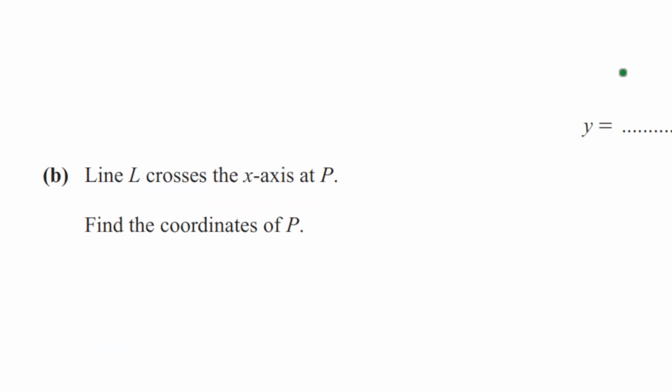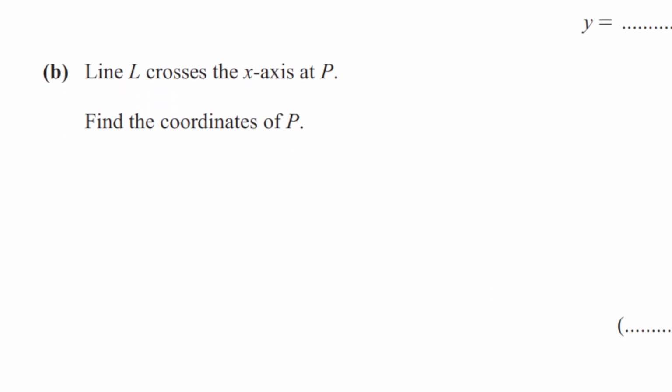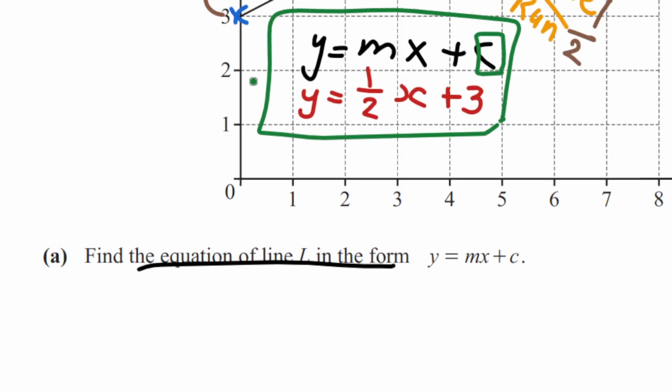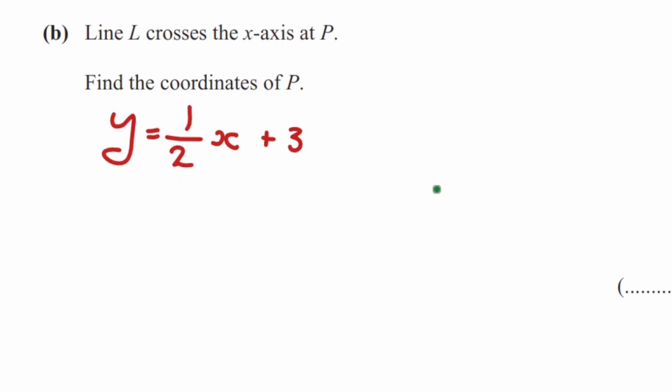The second part says, line L crosses the x-axis at P. Find the coordinates of P. To find the coordinates, you need first to write the equation which we just did. So it's y equals half x plus 3. When the line crosses the x-axis, y is 0. So this is very important. Always when the line crosses the x-axis, the value of y is 0. So substitute 0 equals half x plus 3.